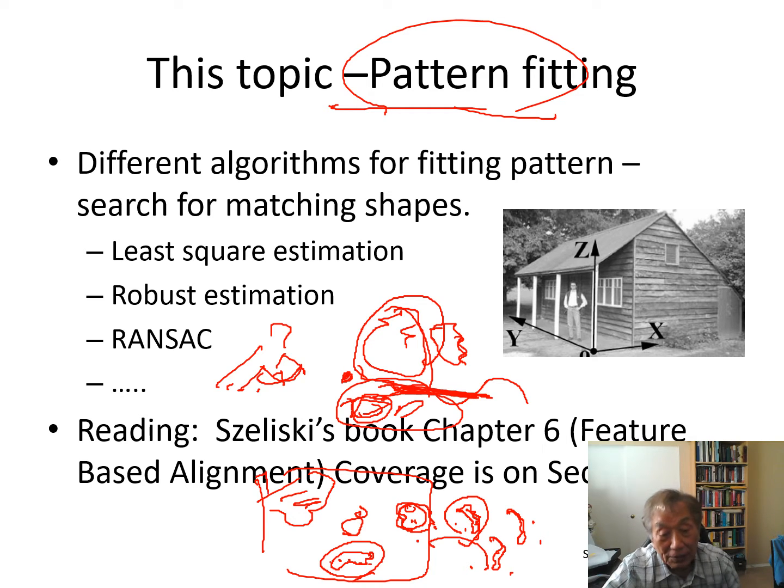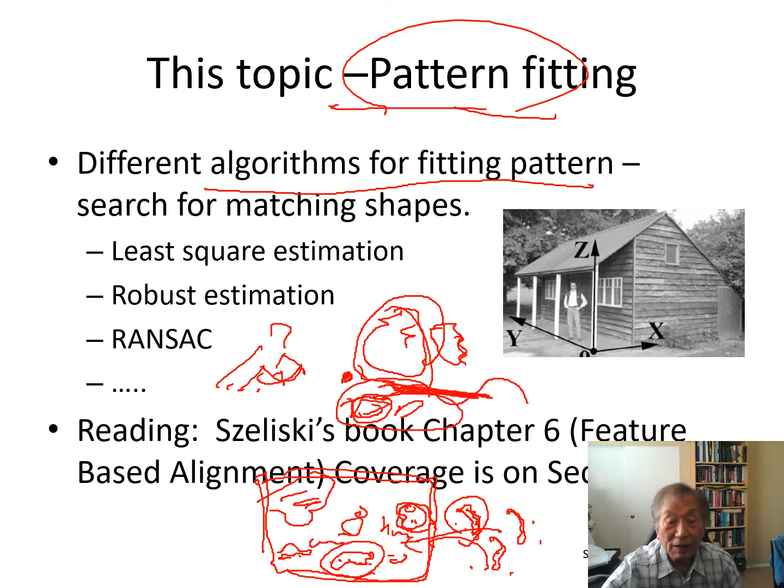So here is our picture or image we just captured. We would like to identify certain parts and know whether this is a human, an animal, a car, or an airplane. Then we need a pattern to match with. So that is what we are doing. There are different algorithms for fitting patterns, and then searching for the matching shapes.